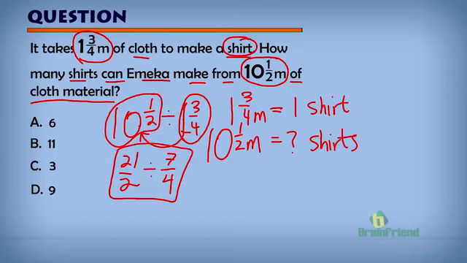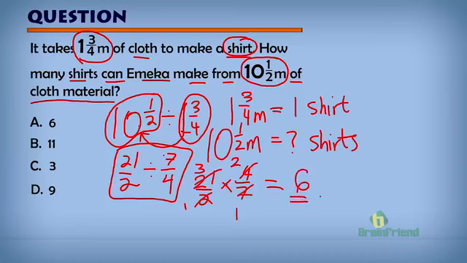What are the 2 steps we learnt about? We simply say 21 over 2. Our division sign turns to a multiplication sign, while the fraction after our division sign is rewritten in its reciprocal form. So we have 4 over 7 instead of 7 over 4. 2 here, 1. 2 here goes 2 times. 7 here, 1. 7 goes in 21 3 times. So 3 times 2 will give us what? 6. It means that our material here can make 6 shirts.